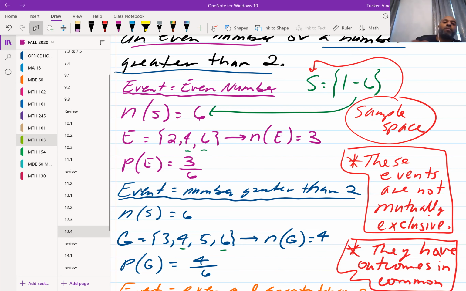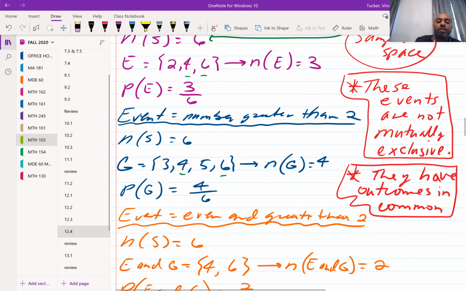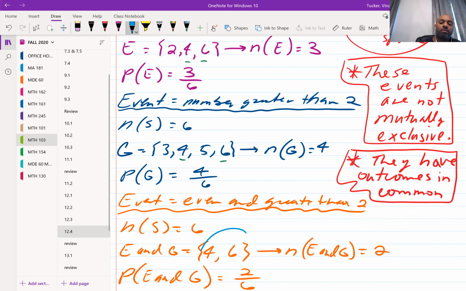Okay. So over here to the right, these events are not mutually exclusive because they have some outcomes in common. And we see that both of them have 4 and 6 in common. In other words, it is possible to be even and greater than 2. That's what we have down here in the orange. If that's possible, that means they are not mutually exclusive. They have outcomes in common. So looking at what numbers are even and greater than 2, that's 4 and 6. 2 numbers fit that description. So that's why we have 2 over 6.